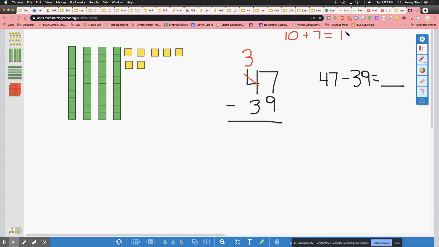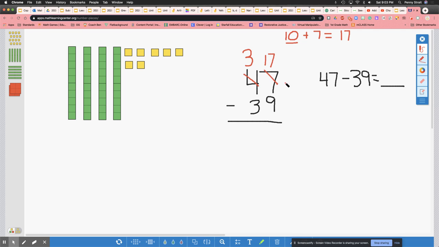I have the 10 that I brought over from the tens place, and the extra 7 that I had in my 47 originally. That's going to be 17. So I'm not going to have 7 ones, I'm going to have 17. Now I'm ready to subtract. Now I have 17 ones, and I don't have more on the floor anymore.